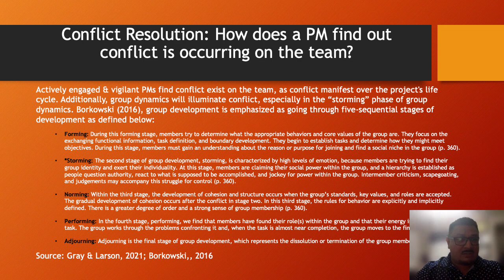of group dynamics. Borkowski, 2016, group development is emphasized as going through 5 sequential stages of development as defined below. There's the forming, the storming, the norming, the performing, and the adjourning. Now, in the storming is where you're going to have a lot of issues. But that is a normal group development process, and you need to let it happen.